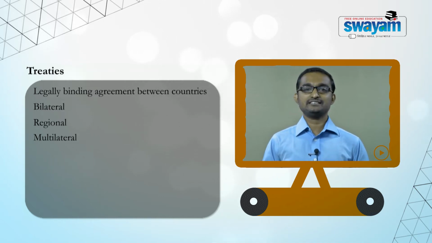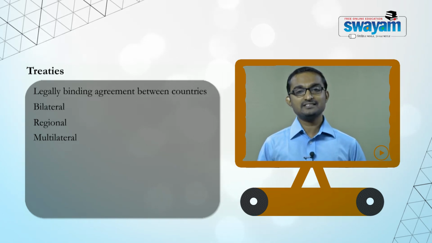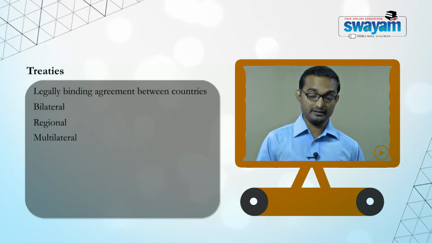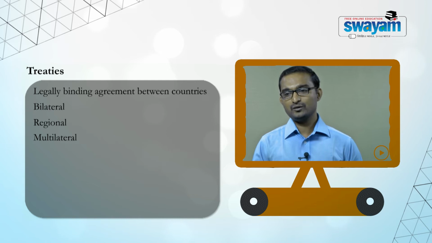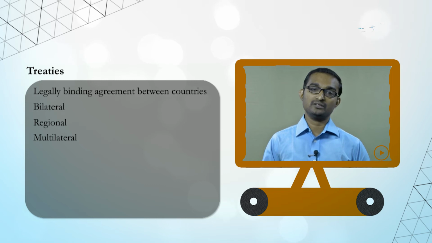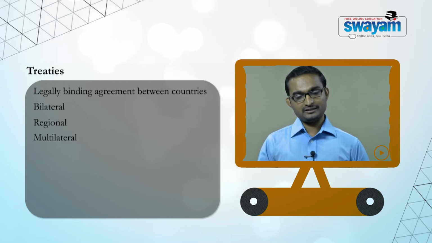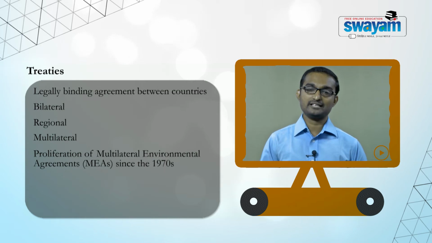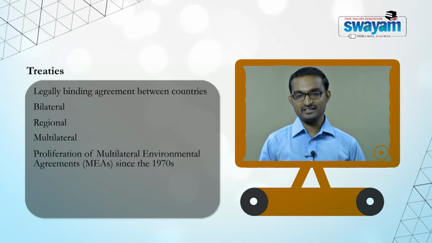For example, if countries in South Asia come together and enter into an agreement, that can be called a regional treaty. And multilateral means an agreement between countries from different regions, or it could also be called a global treaty, because almost all states or several states are party to these agreements. So as far as treaties are concerned in the context of international environmental law, what we have seen is a proliferation of multilateral environmental agreements since the 1970s.